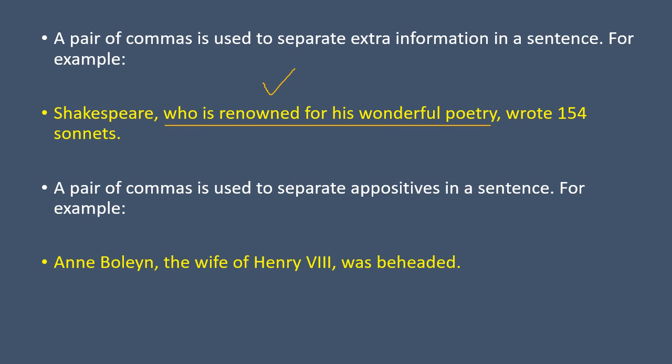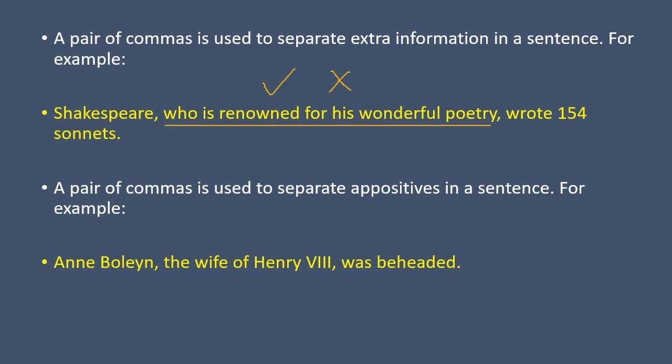Now, whether you have used the pair of commas in the correct place or not, it's very easy to determine. If you delete the extra information, the rest of the sentence should make complete sense. If it makes sense, then your extra information is used properly and the commas used correctly. If it does not make sense, then it means your commas are not used correctly. For example, Shakespeare wrote 154 sonnets. This sentence makes absolute sense without this extra information. So it means that the pair of commas are used properly.